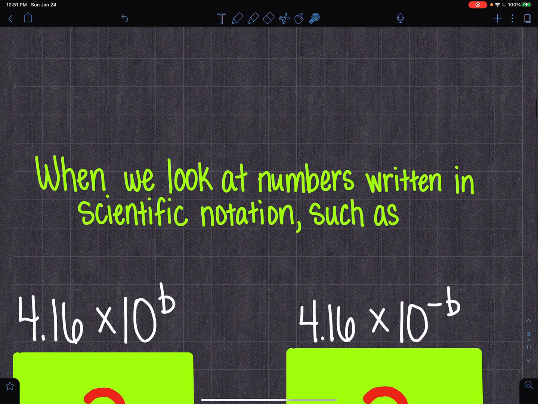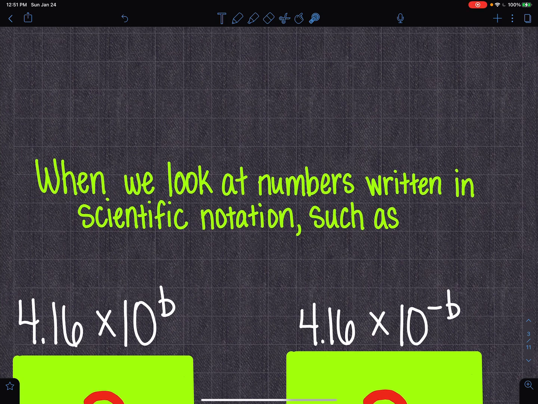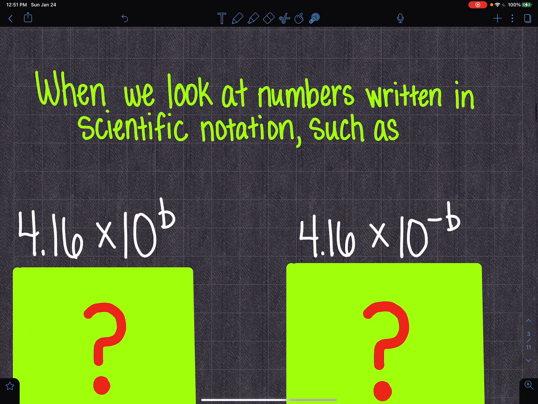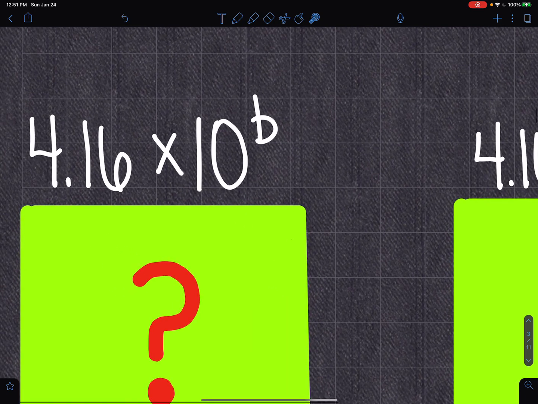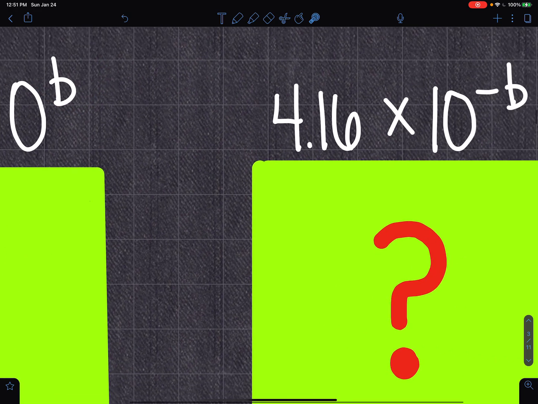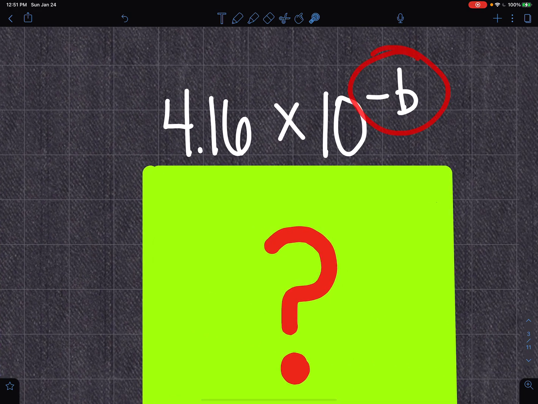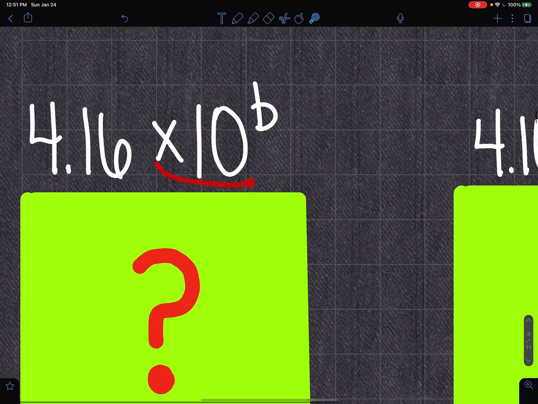That's so cool. So when we look at numbers written in scientific notation, it's going to be something that looks like this, 4.16 times 10 to the something. And this is a positive number here. It could be that. And this is a negative number here. And what you want to do is think about this part of it as a decimal point indicator that tells you where the decimal point really is.